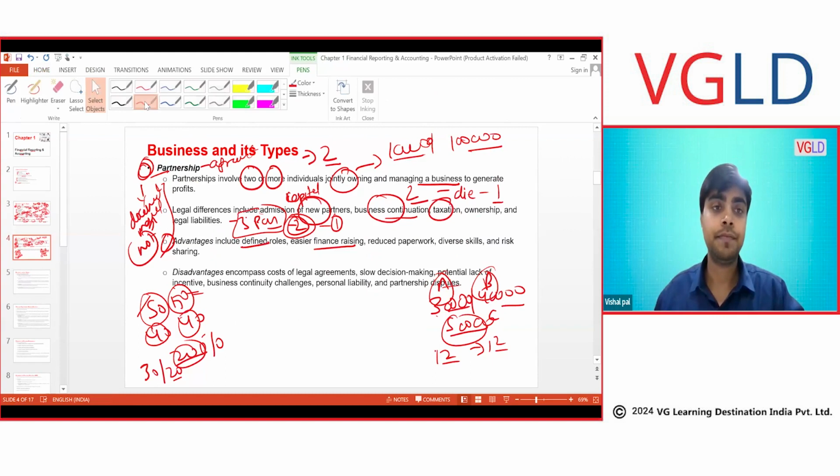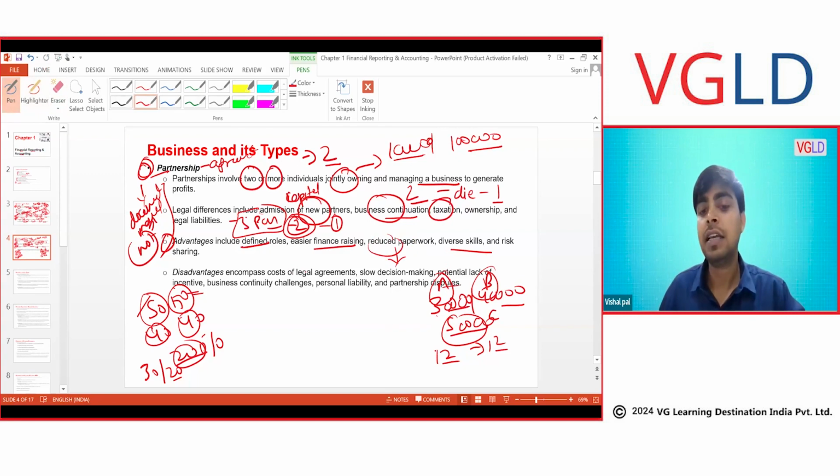Yeah. So the financing becomes easier. There is diverse skills, multiple people are involved. I shouldn't say reduced paperwork. Paperwork should really increase. This would not reduce. As compared to a sole proprietor, paperwork will increase. But as compared to a company, definitely paperwork is reduced.